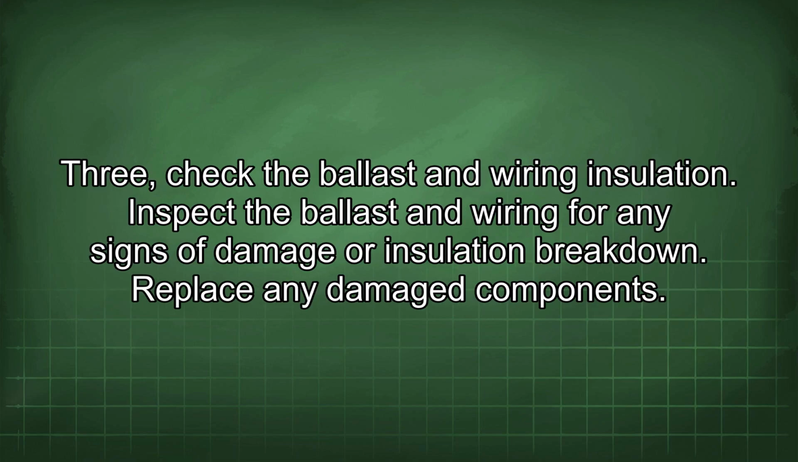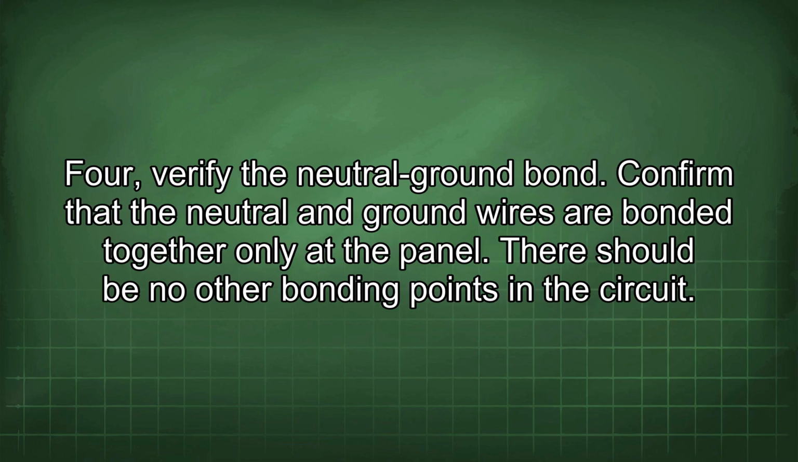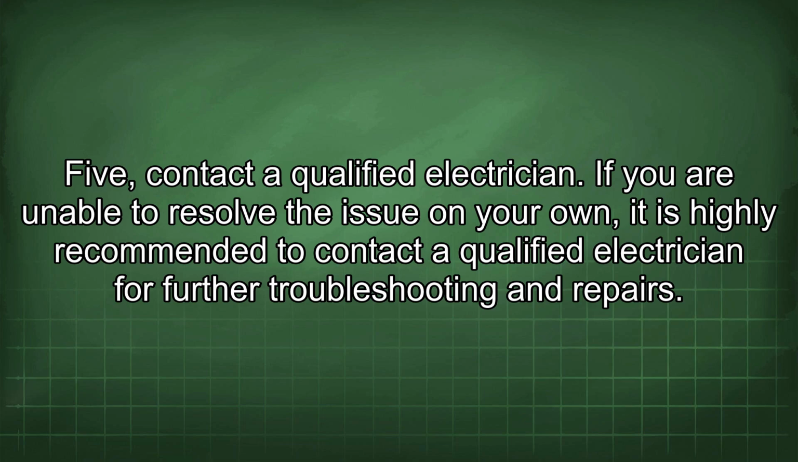3. Check the ballast and wiring insulation. Inspect the ballast and wiring for any signs of damage or insulation breakdown. Replace any damaged components. 4. Verify the neutral ground bond. Confirm that the neutral and ground wires are bonded together only at the panel. There should be no other bonding points in the circuit. 5. Contact a qualified electrician. If you are unable to resolve the issue on your own, it is highly recommended to contact a qualified electrician for further troubleshooting and repairs.